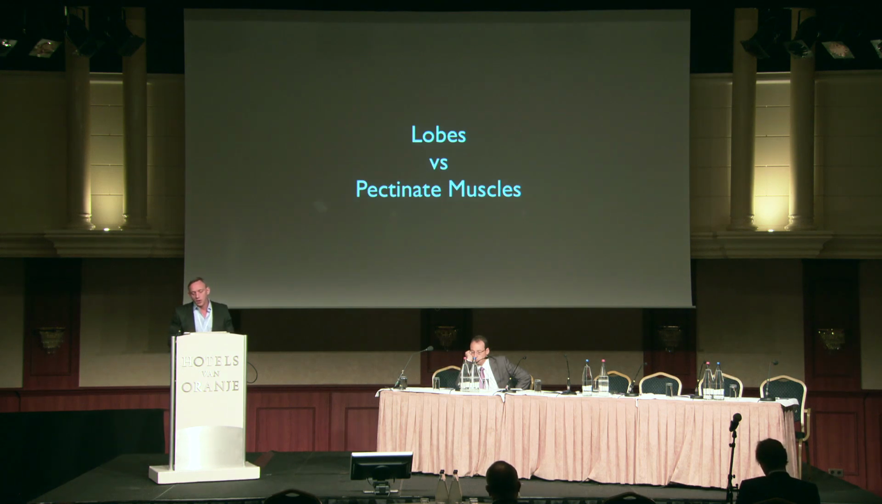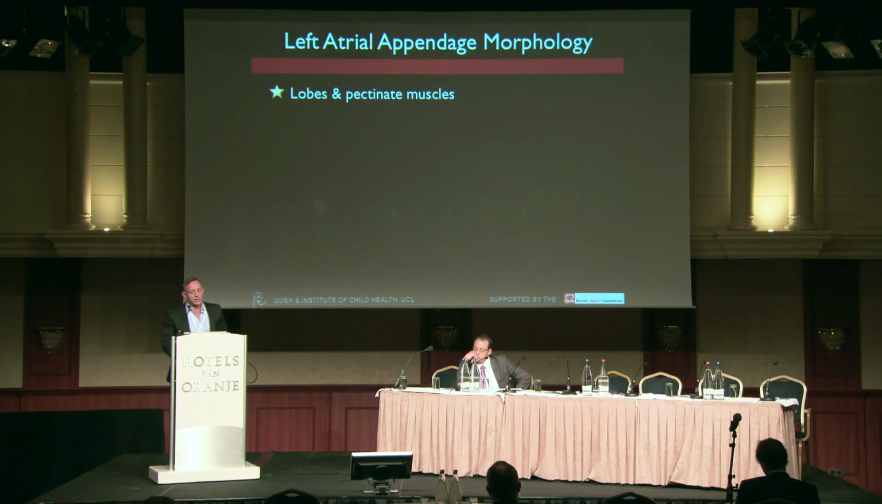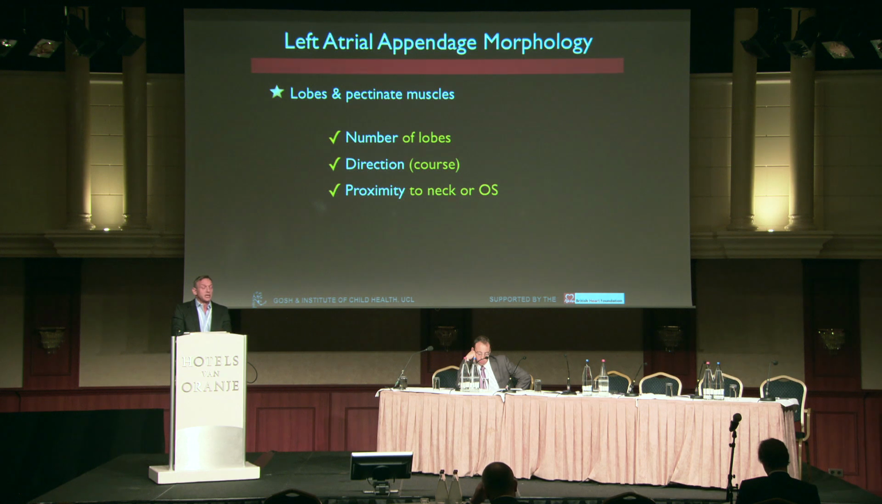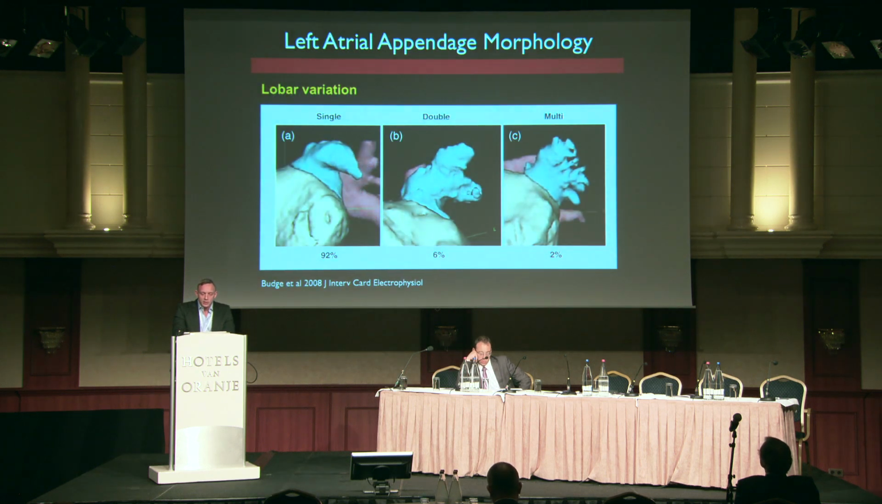So finally, to finish with, just to talk about lobes and the pectinate muscles, there's a lot of literature on counting the number of lobes and looking at their morphology. The morphology is incredibly variable, but of course, I think it's important to recognize how close, particularly the lobes, are to the os of the left atrial appendage, and also the relationship of the lobes to any prominent pectinate muscles. So probably the easiest classification is simply to divide them into single or multiple lobes. I'm not sure we need to go any more complicated than that.